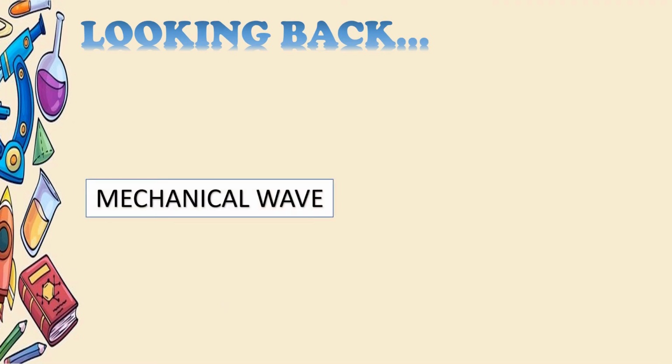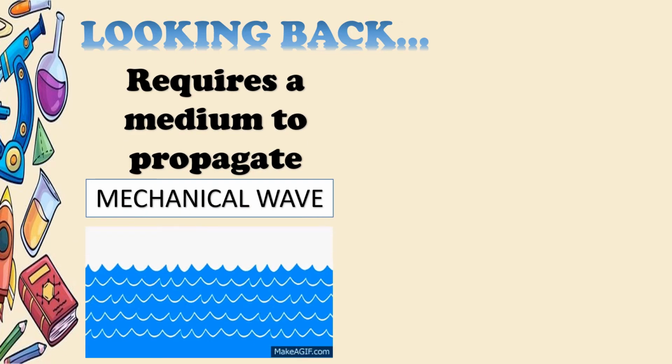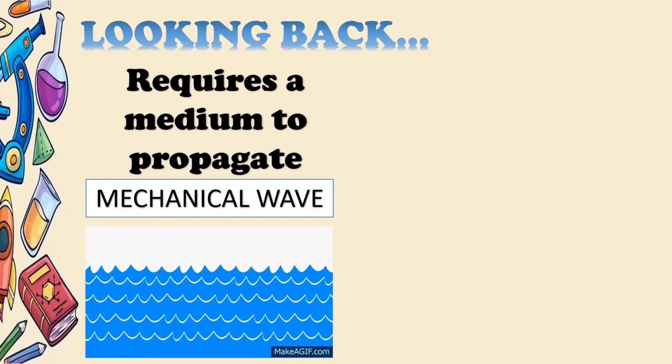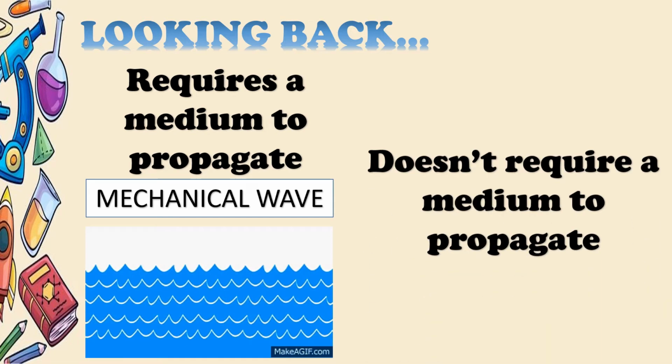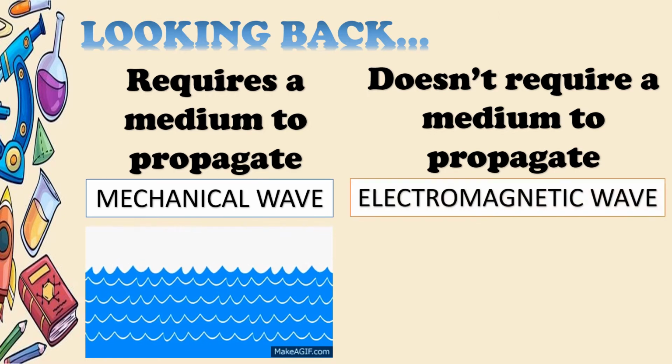What is a mechanical wave? Correct! When a wave requires a medium in order to propagate, it is called a mechanical wave. But when a wave doesn't require a medium in order to propagate, it is called an electromagnetic wave.